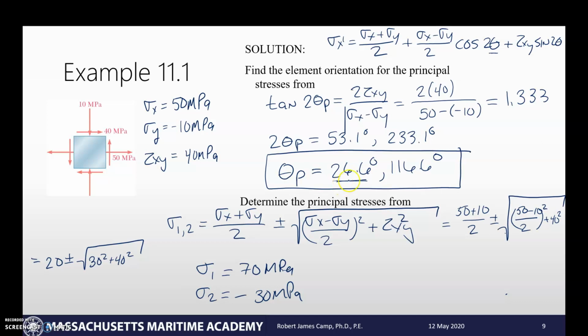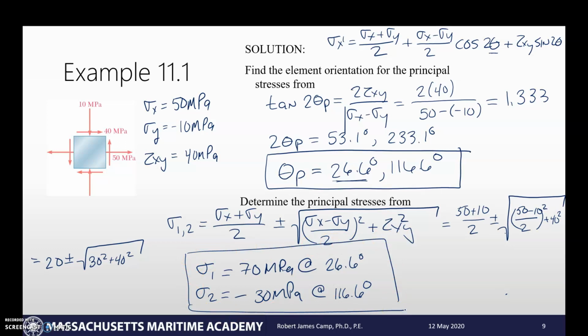And so basically if I plug 26.6 into this equation here, that's going to give me an x prime of 69.99999, so it's basically the 70. So what you would do is say the first principal stress is 70 megapascals at 26.6 degrees, and this one would be at 116.6 degrees. And so that would be the full, complete answer. Okay, so there's our principal stresses. That takes care of that.